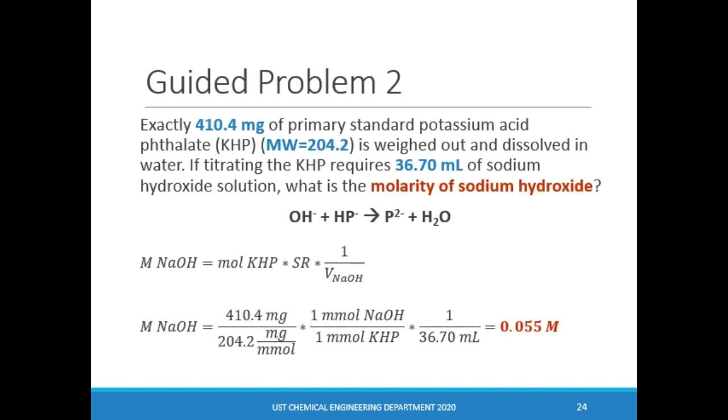So I have highlighted the givens and the required for this problem. To solve this, first, get the moles of KHP by dividing the given mass of 410.4 milligrams by its molecular weight of 204.2 milligrams per millimole. And then, multiply this by the stoichiometric ratio, which is 1:1, to get the millimoles of NaOH. And then finally, divide by the given volume of NaOH, which is 36.7 ml, to get the required concentration of sodium hydroxide, which is 0.055 molar.